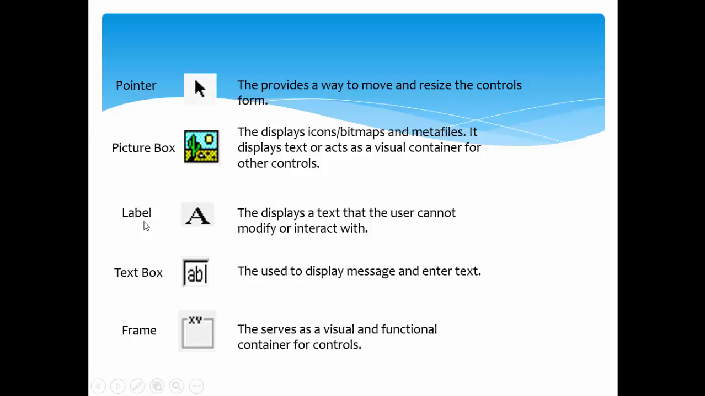Next, label, displays text that the user cannot modify or interact with. Next, text box, allows the user to display messages and enter text. Next, frame, provides a visual and functional container for controls.